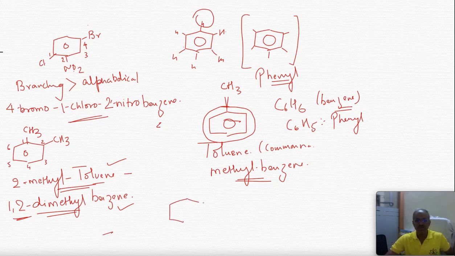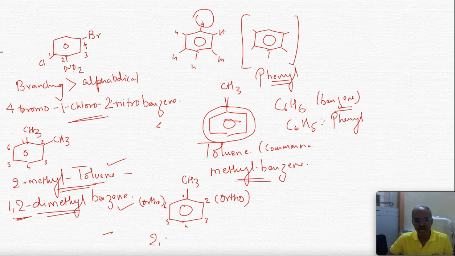Now, another very important concept. Suppose here some methyl is present. This is the first carbon atom, this is 1. The second carbon atom is this, this is 3, this is 4, this is 5, and this is 6. The second carbon atom is also known as ortho. If I go from the other side, this is also second, so I can say this is also ortho. That means 2 and 6 both are ortho carbon atoms.